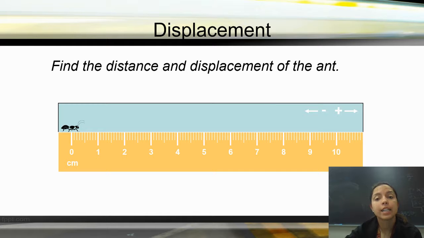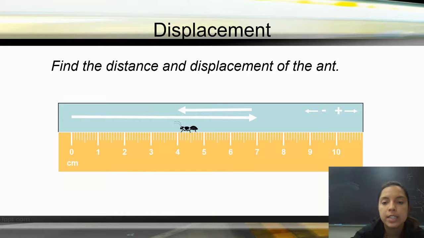Now find the distance and displacement of the ant again. The ant's going to 7, and then it went to 4. So for the distance, we first have 7 centimeters, right? And then it went back 8, 9, 10. So 3 more centimeters. So again, we add these two, and we get 10 centimeters.